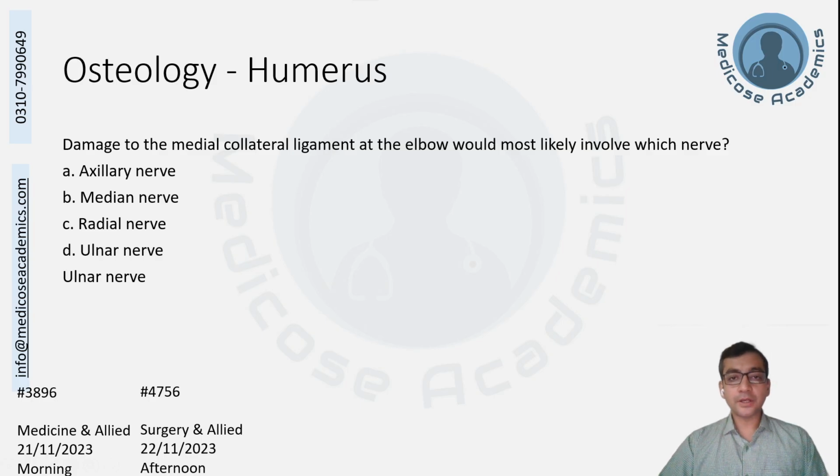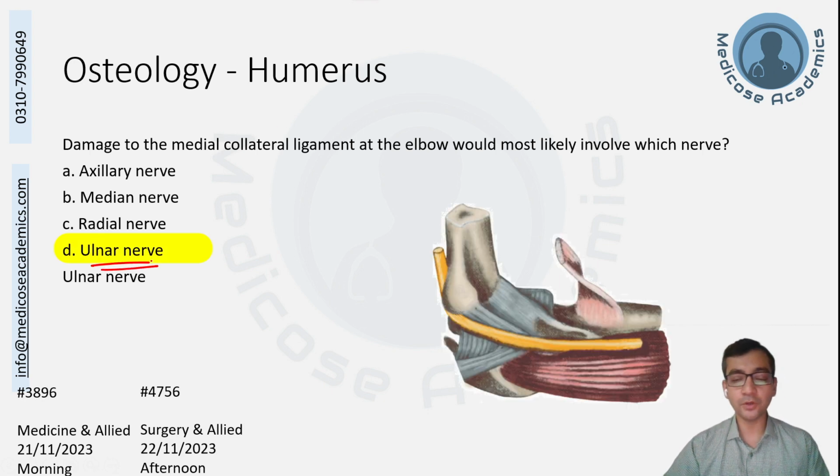A damage to the medial collateral ligament of elbow is most likely to involve which nerve? That answer can be derived from the MCQs before this one. Medial collateral ligament is the ligament of elbow that runs from medial epicondyle to the ulna, and behind medial epicondyle, any injury that involves medial epicondyle does involve ulnar nerve. So that will be the correct answer.